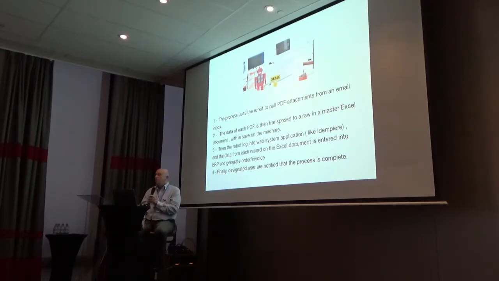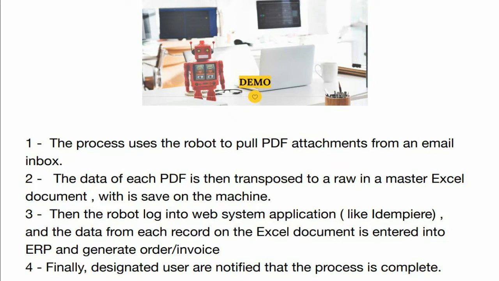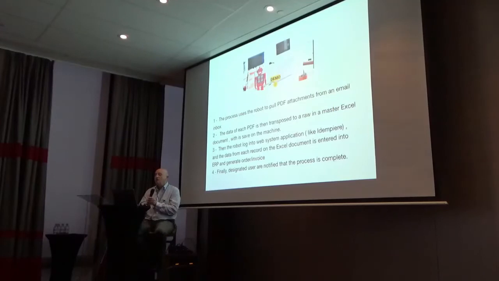The process uses a robot to pull PDF attachments from an email inbox. This is the first step, the first sequence. The data of each PDF is then transported to a row in a master Excel document, which it saves on the machine. Then the robot logs into the web system application, like iDempiere, and the data from each record of the Excel document is entered into the ERP and generates an order invoice. And finally, when it is finished, designated users are notified that the process is complete.